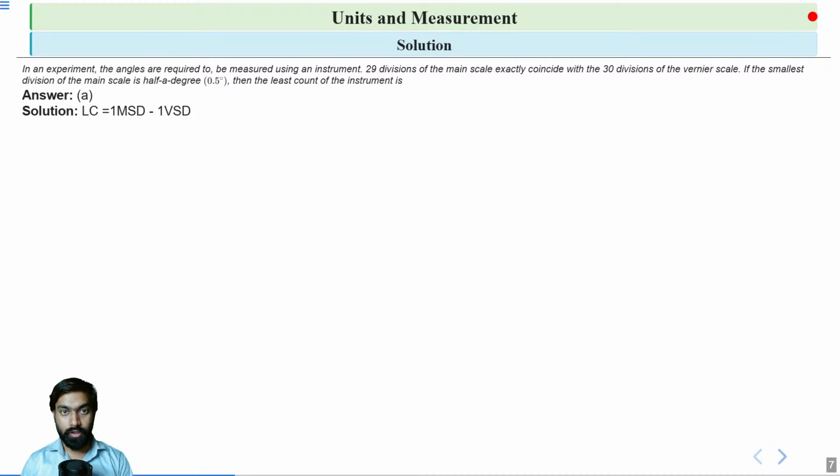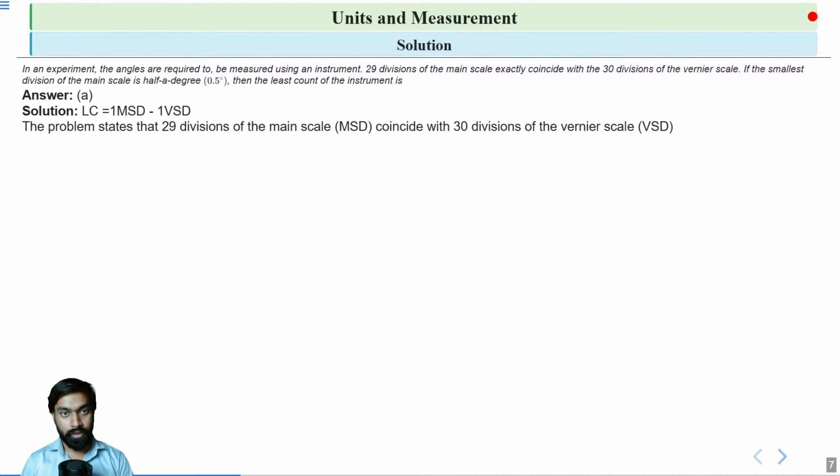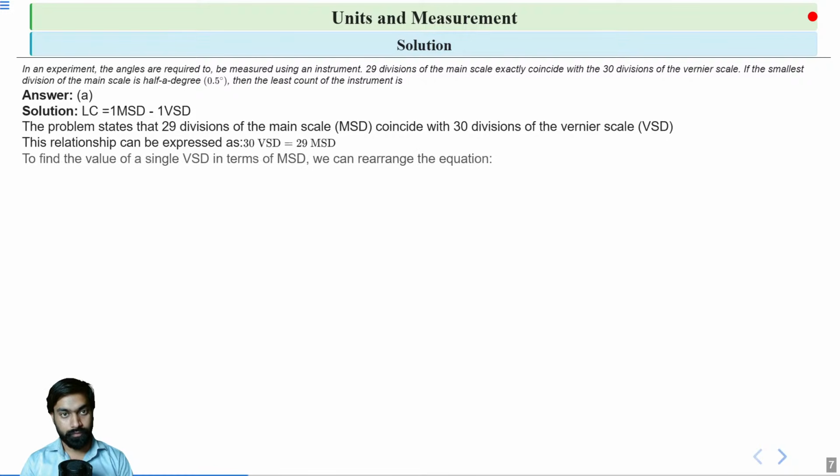So we know LC equal to 1 MSD minus 1 VSD. The problem states that 29 divisions of main scale coincide with 30 divisions of vernier scale, or we can say VSD. So this relationship can be expressed as 30 VSD is equal to 29 MSD. To find the value of a single VSD in terms of MSD, we can write 1 VSD equal to 29 divided by 30 MSD.